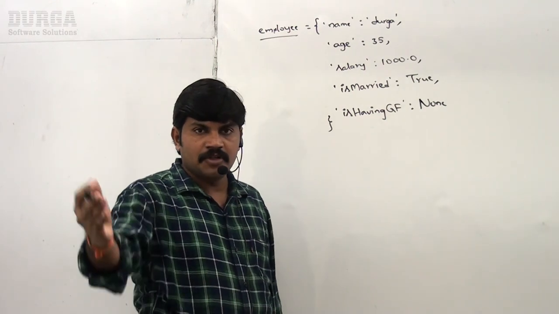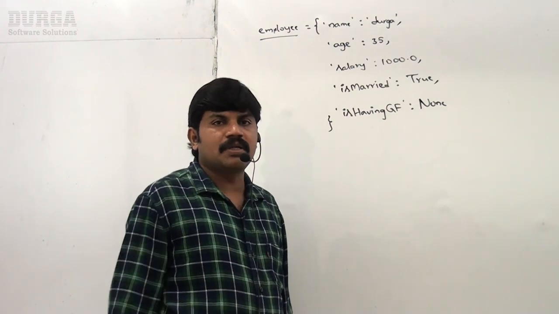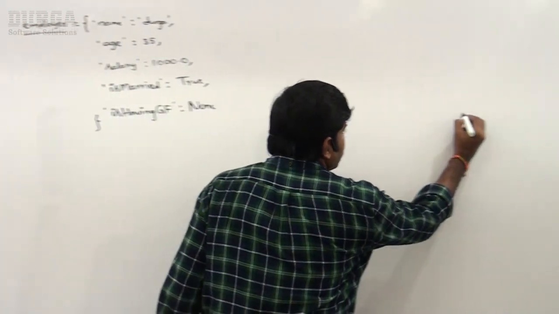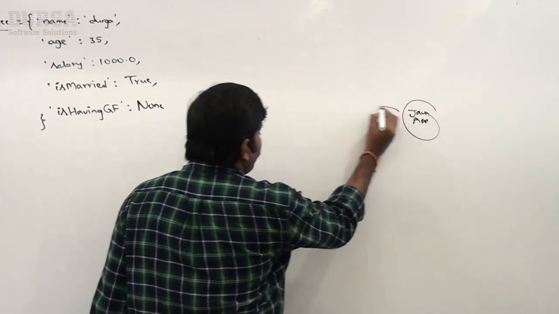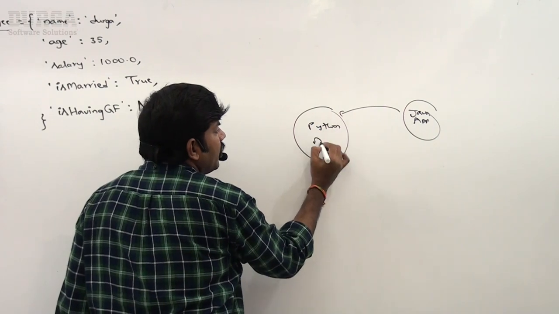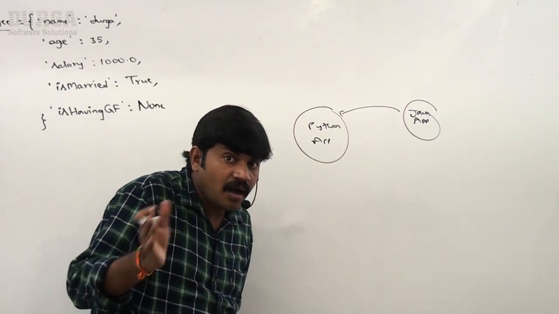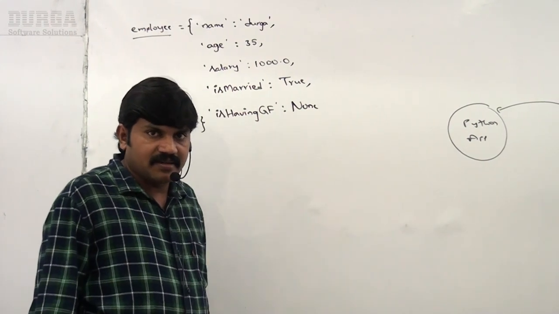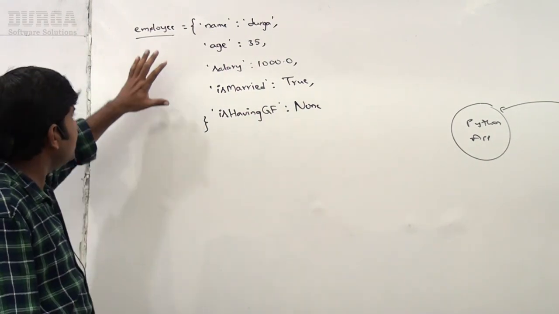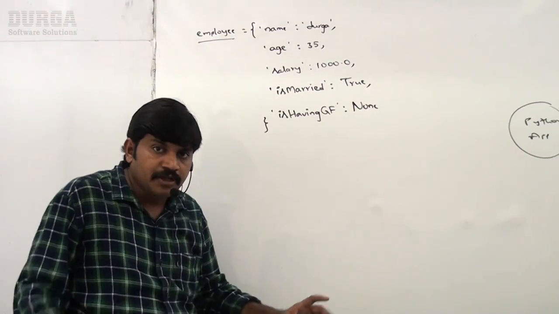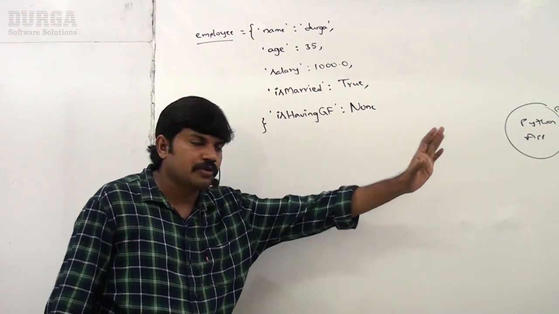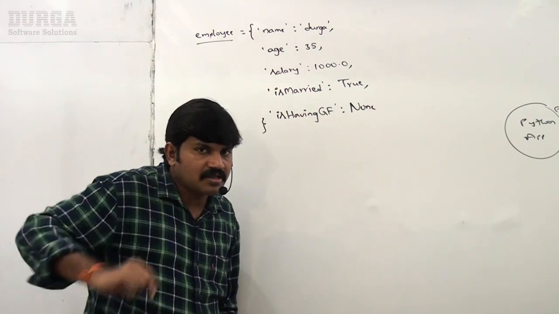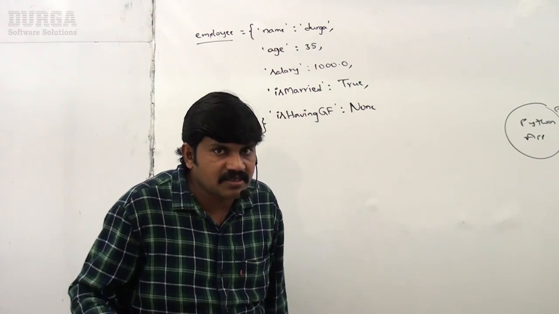One Java person communicated with my Python application: boss, I want this employee data, can you please send it? Like one Java app sends a request to our Python app. The Python application can't send the dictionary as it is. If I send this dictionary as it is, the Java person can't understand. That's why we have to convert this employee Python dict object into JSON, and send that JSON to the Java application. So converting a Python dict object to JSON is called serialization.